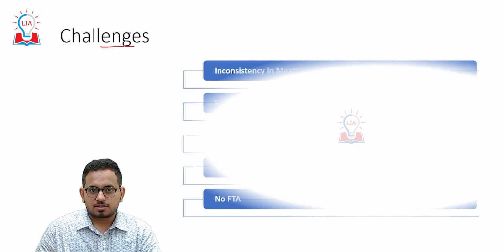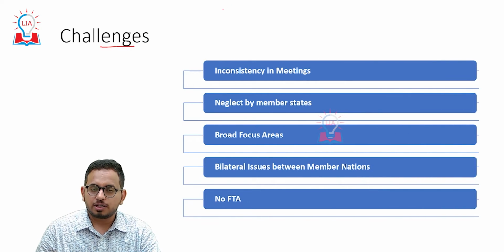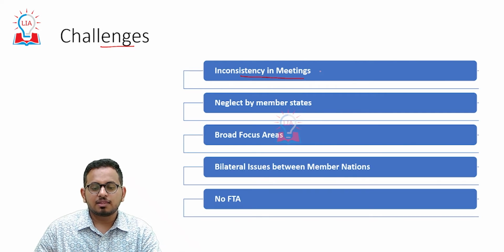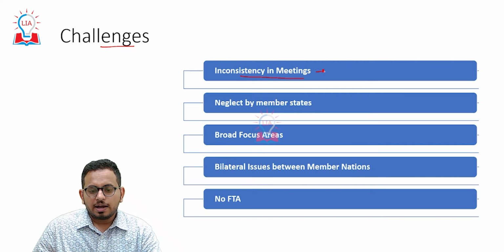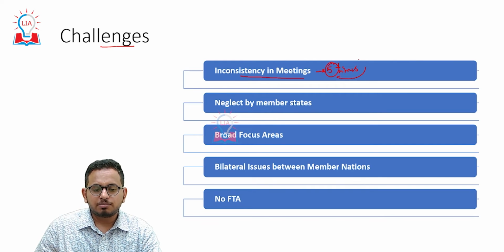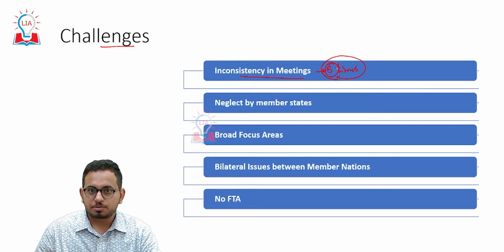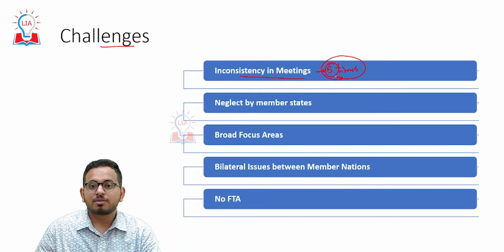What are the challenges? Okay, we have seen the opportunities. Now we'll see the challenges. First one, inconsistency in the meetings. It is said that it is less than 5 times that the members of BIMSTEC have met since its inception. So there are various inconsistencies when it comes to meeting.